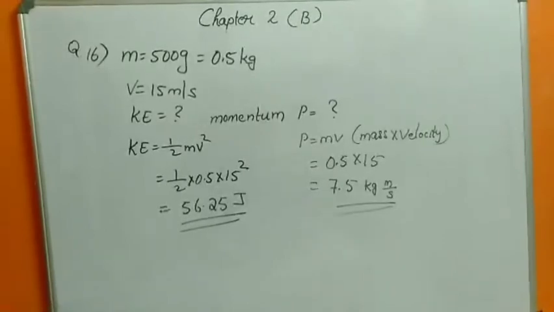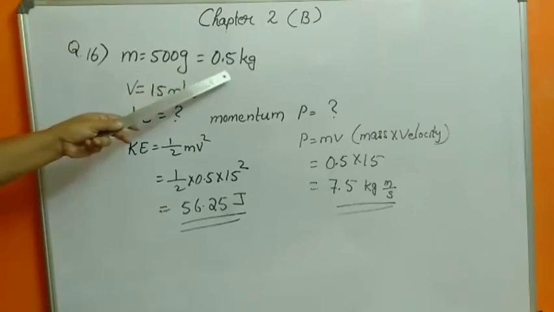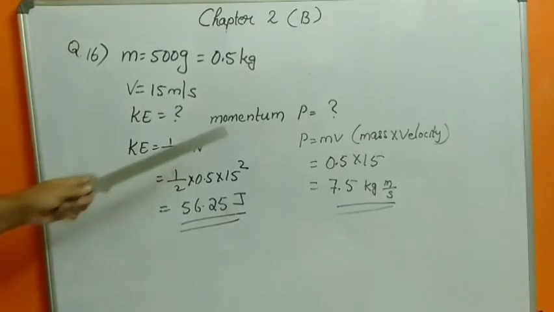Next, question number 16. A cannonball of mass 500 gram. So the mass of the given ball is 500 gram. Gram is not the SI unit, so we should convert it to kilogram, that is 0.5 kilogram. It is fired with a speed of 15 meter per second. So the velocity of the ball is 15 meter per second. Find its kinetic energy and momentum.